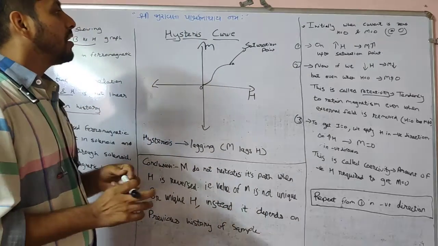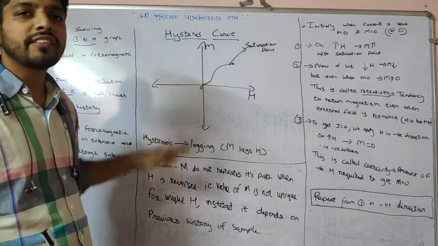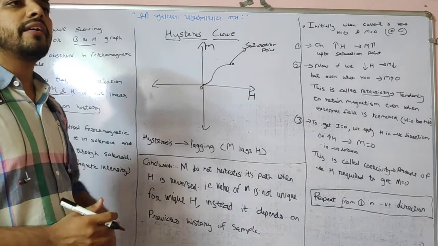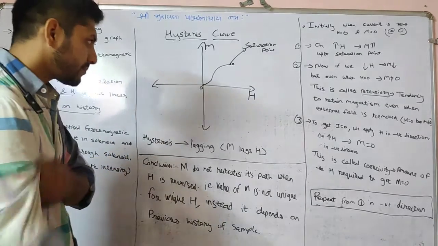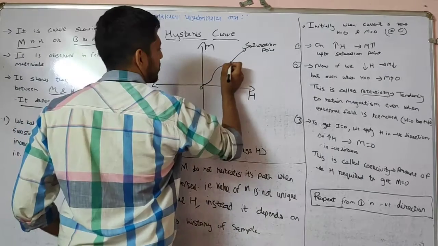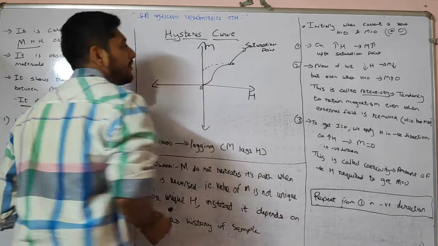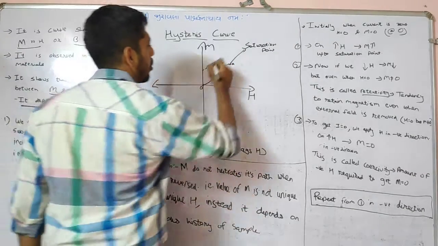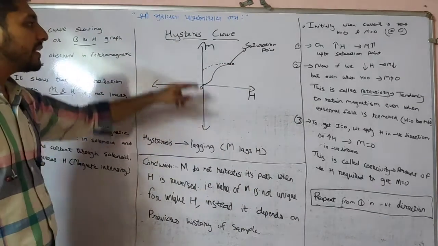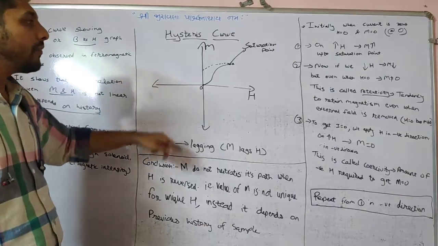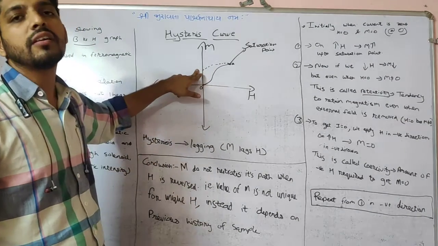Now if we start decreasing the value of H, that is, if we decrease the current, ultimately the external magnetic field will decrease. So it was observed experimentally that when the value of H was decreased, the magnetic field also decreased. But when the value of H became 0, the value of internal magnetic field did not become 0.